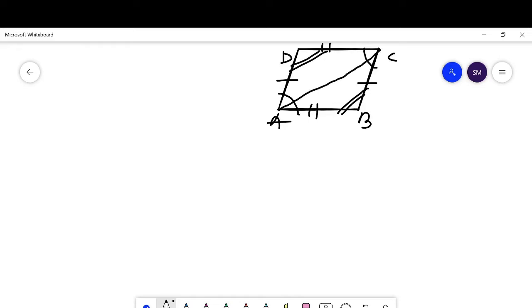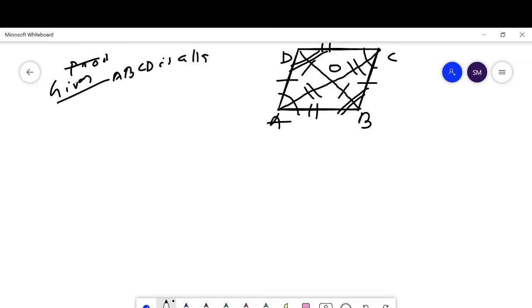Suppose AC is a diagonal and BD is another diagonal. The diagonals bisect each other at O, meaning AO is equal to CO and BO is equal to DO. Here ABCD is a parallelogram. Then we have to prove. Given: ABCD is a parallelogram and AC and BD are two diagonals.